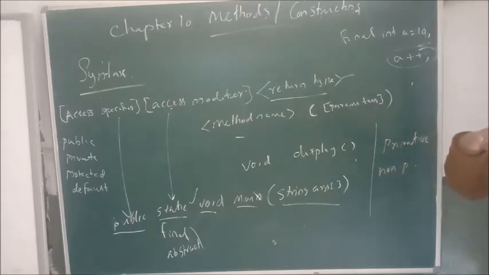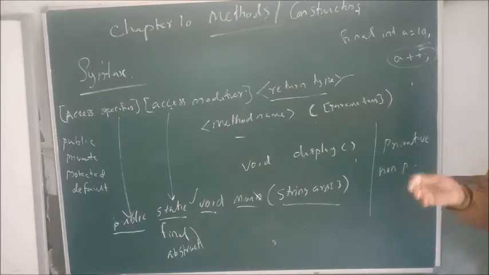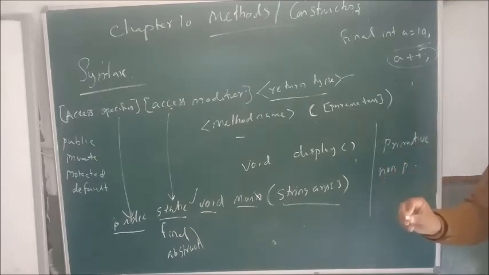We have 8 different, starting from byte, short, int, float, long, and so on. Then we have non-primitive. Non-primitive in the sense user defined. It is user defined. For example, array or object or string, right?